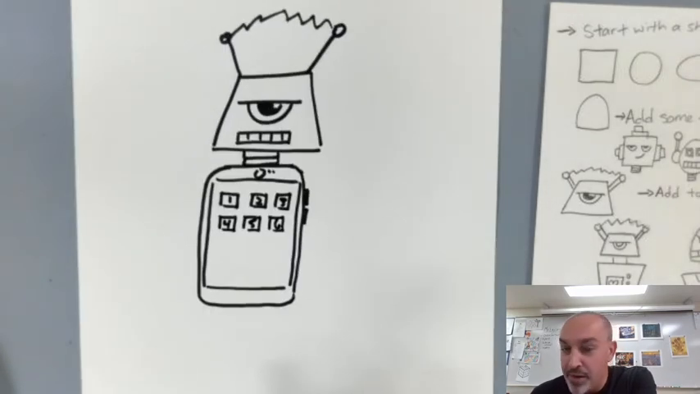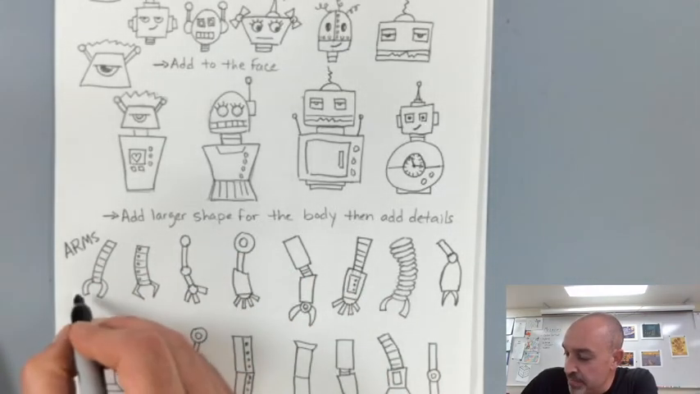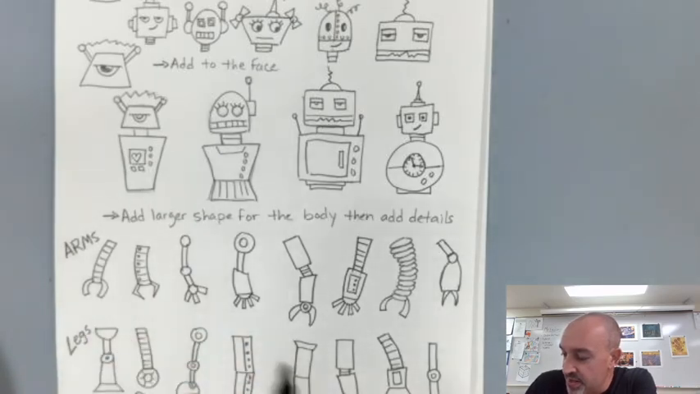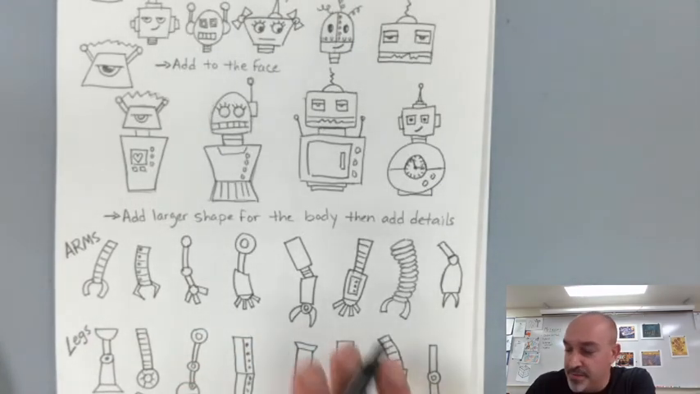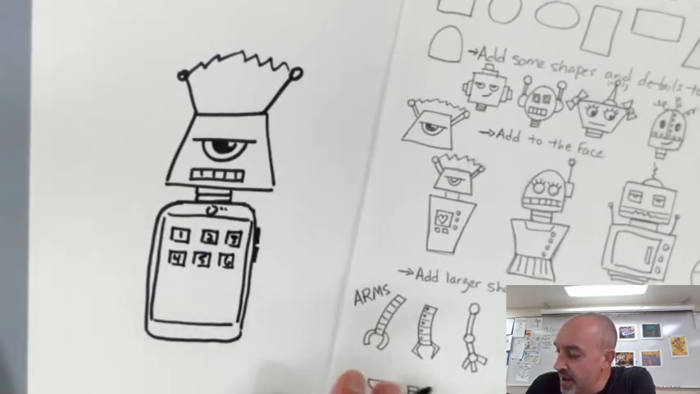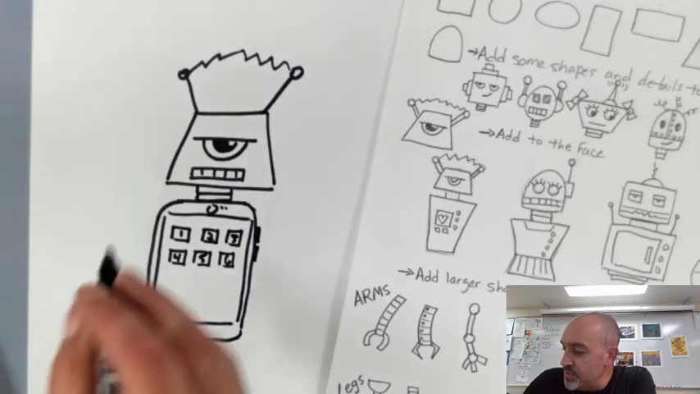Now I'm on to arms and legs. I have a whole bunch of ideas for how you could do arms and legs. That's kind of up to you. Do you want it to look like it can grab things with these two little claws there? Do you want it to have fingers? What are you thinking for your arms? There's a bunch of ways you could do that. Let's see. For mine, I'm going to do this one here.